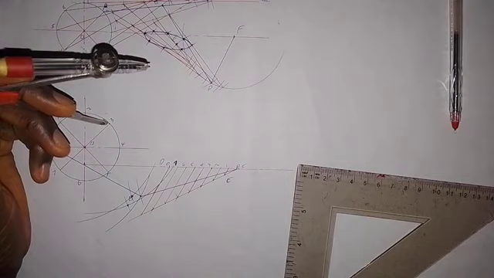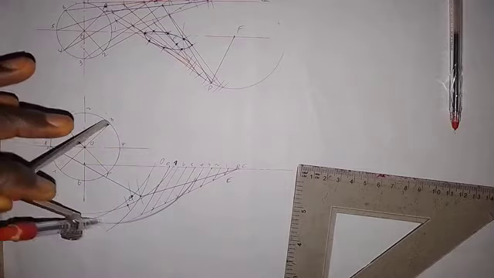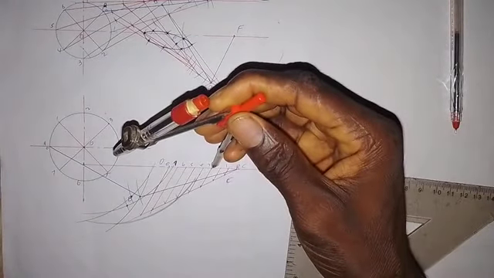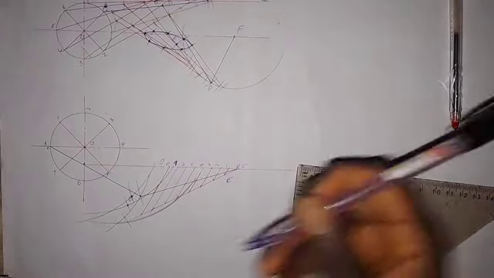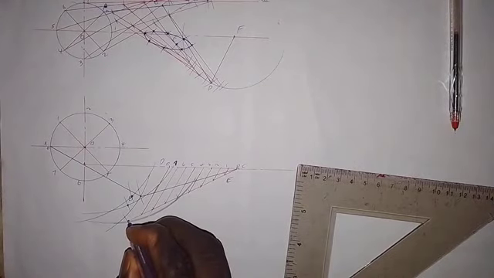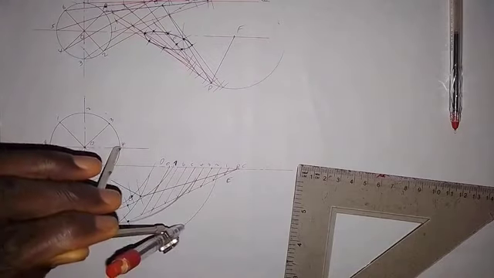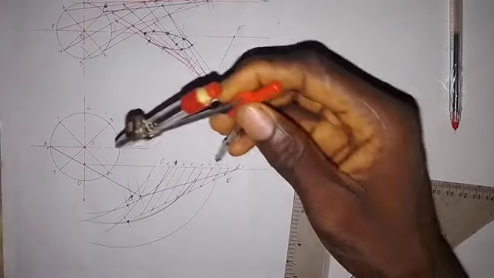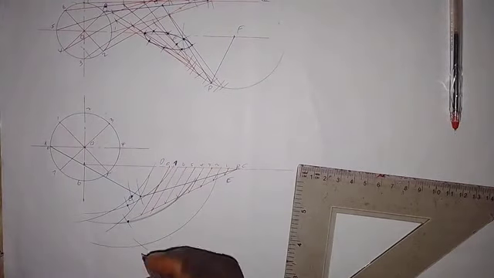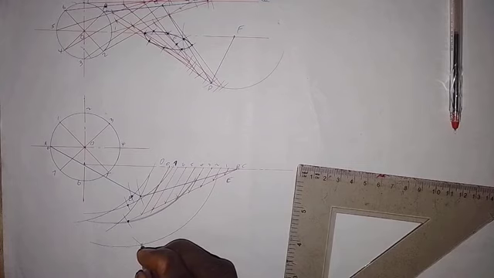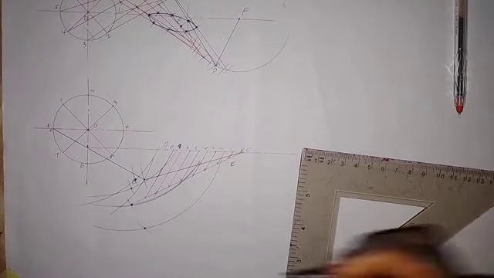Then put it at 3 and draw an arc like this. Then we put it at point 3 here with the same 75 and make an arc here. So this is the new point B. Then put it at 4 and make an arc around here. At 4 on the circle, then we put it at 4 on the line and make an arc here. So this is the new point B.